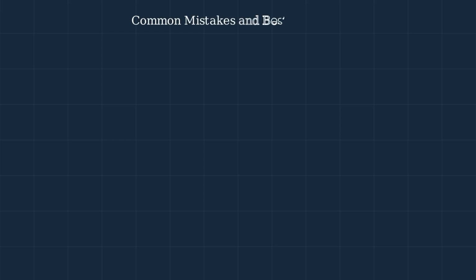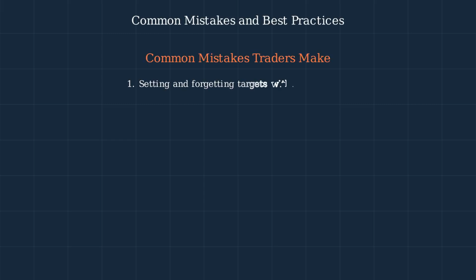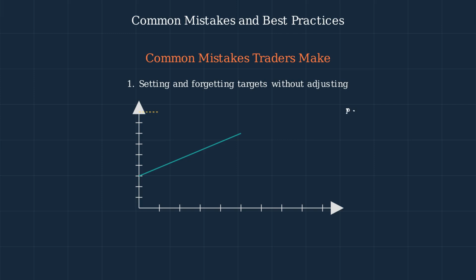Let's examine common mistakes traders make when using price targets. The first common mistake is setting and forgetting targets without adjusting to changing market conditions. When you set a target and don't adjust it despite changing market conditions, you might miss opportunities to exit at better prices or hold losing positions too long.